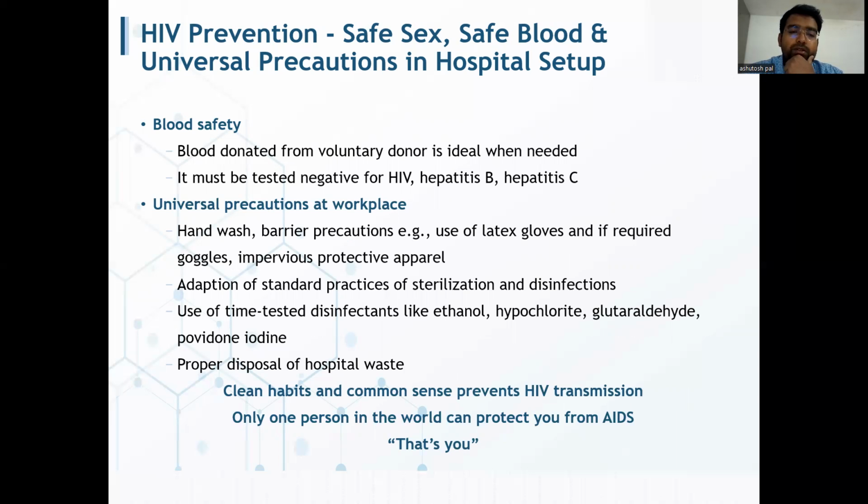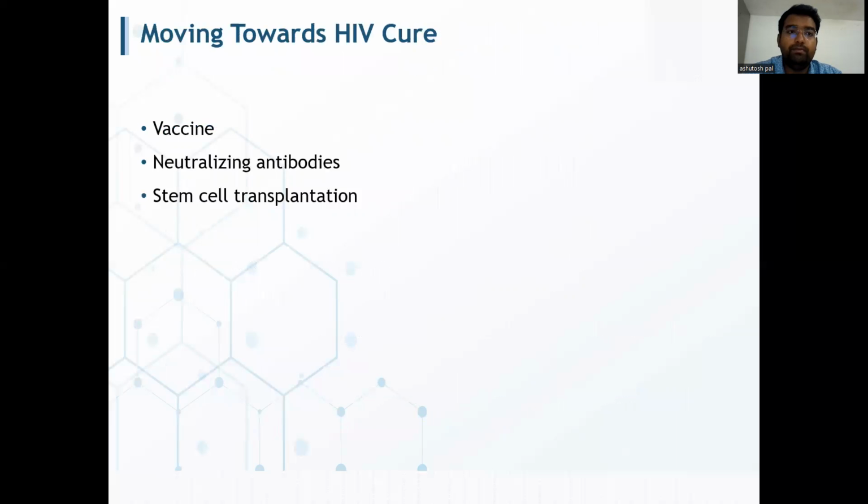Blood safety. Blood donation from a volunteer donor is ideal when needed. It must be tested for HIV, hepatitis B, and hepatitis C virus. Universal precautions should all be taken. Clean habits and common sense prevent HIV transmission. Only one person in the world can protect you from HIV, and that is you.